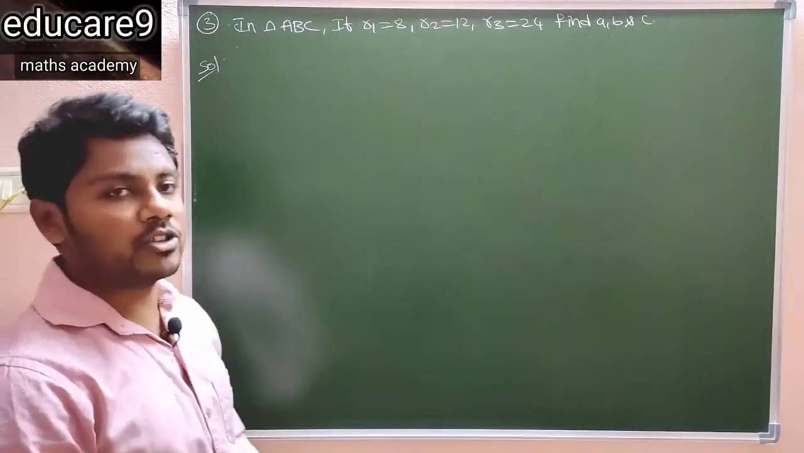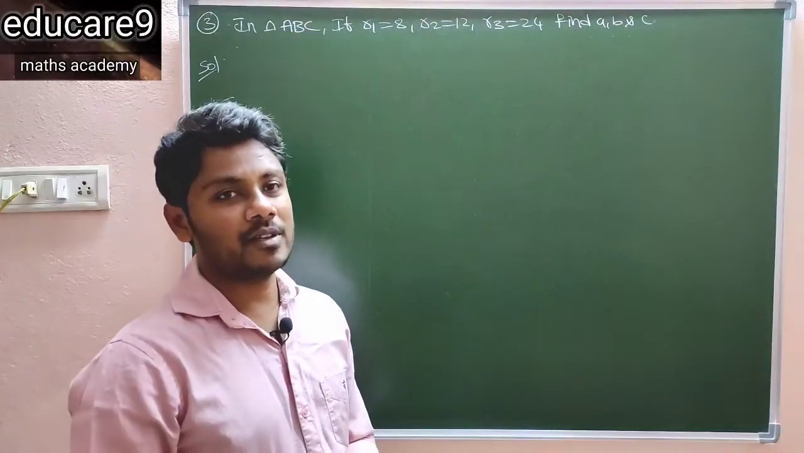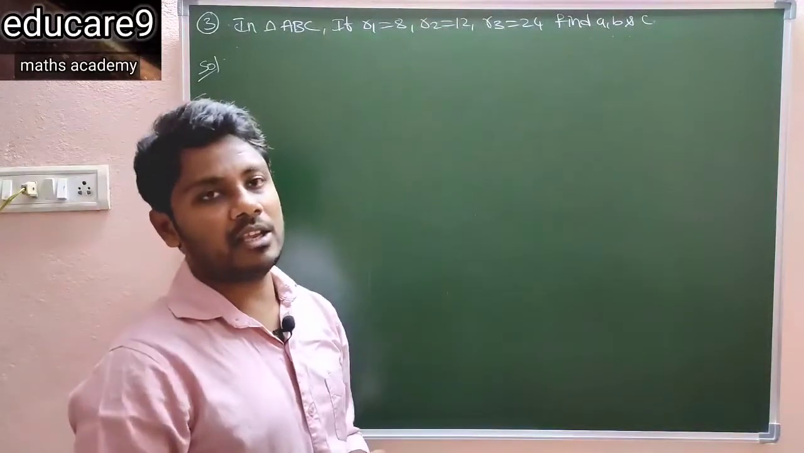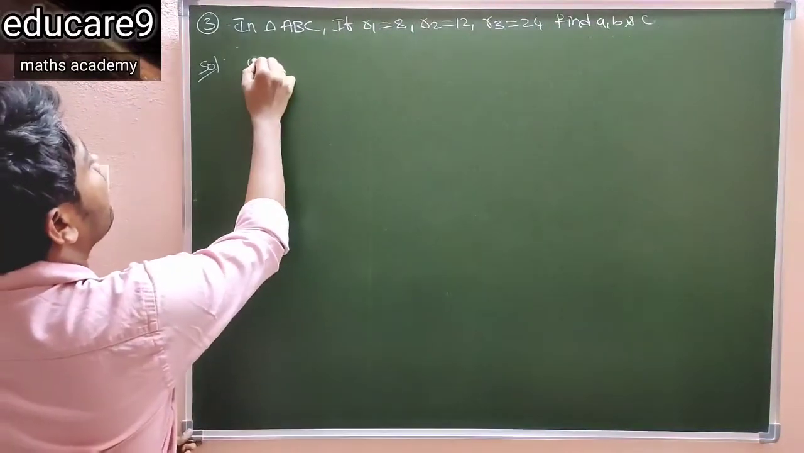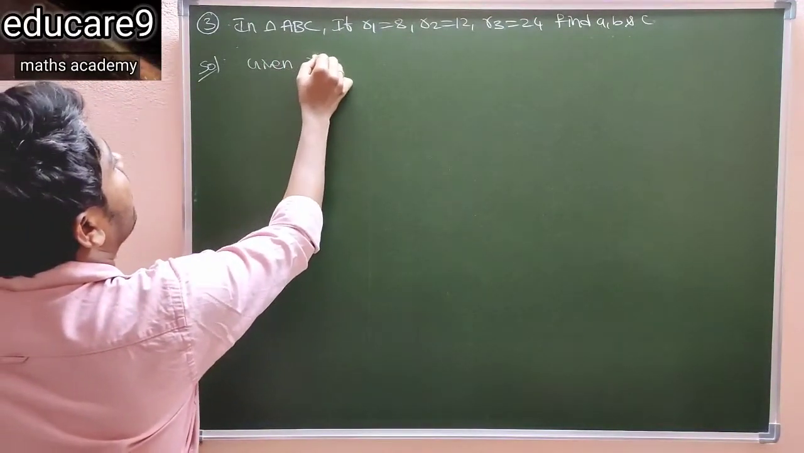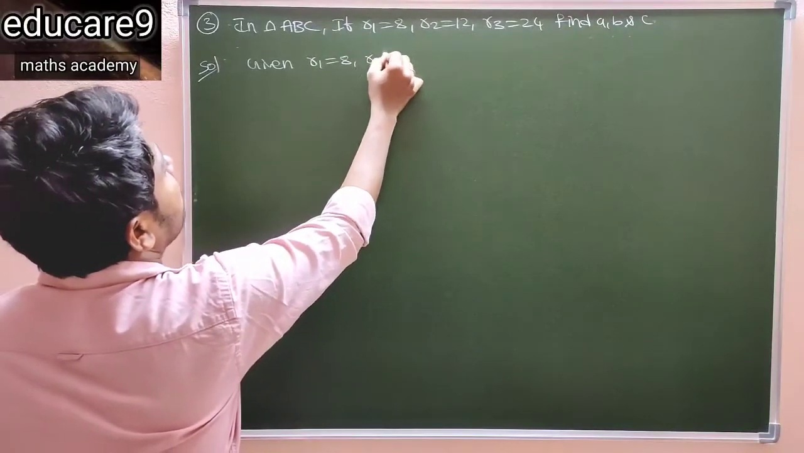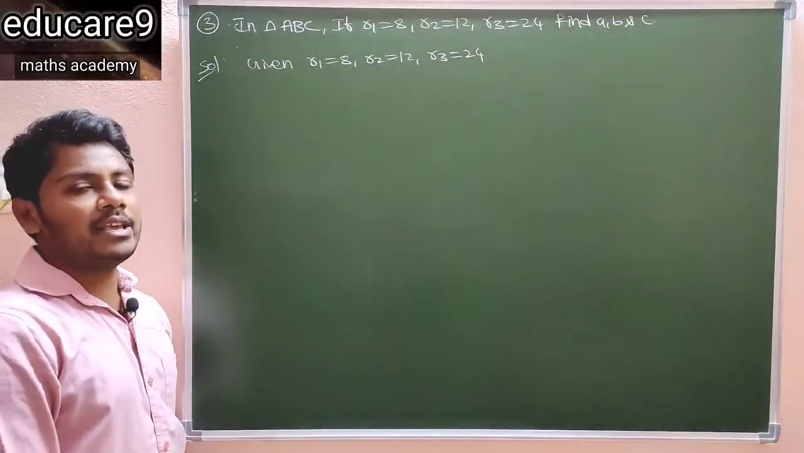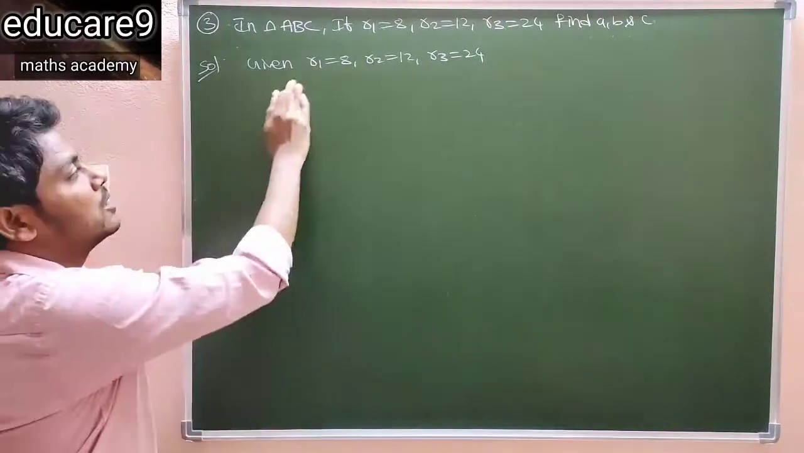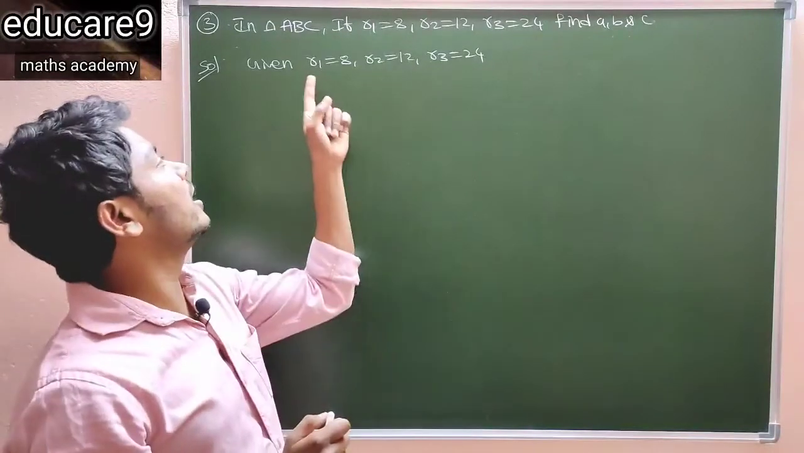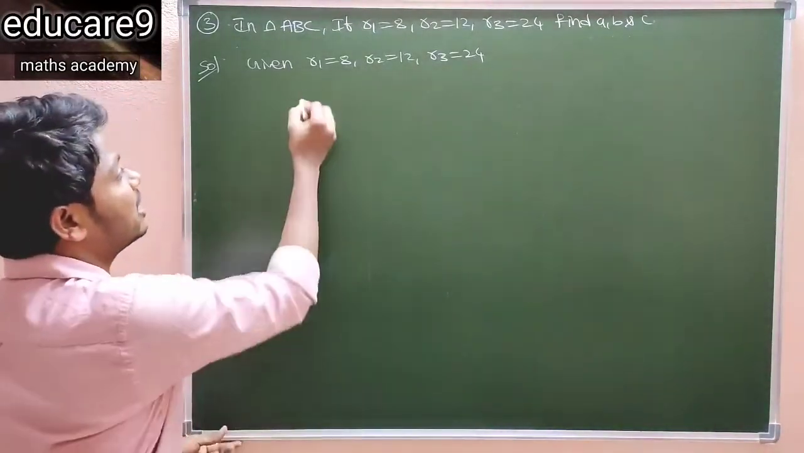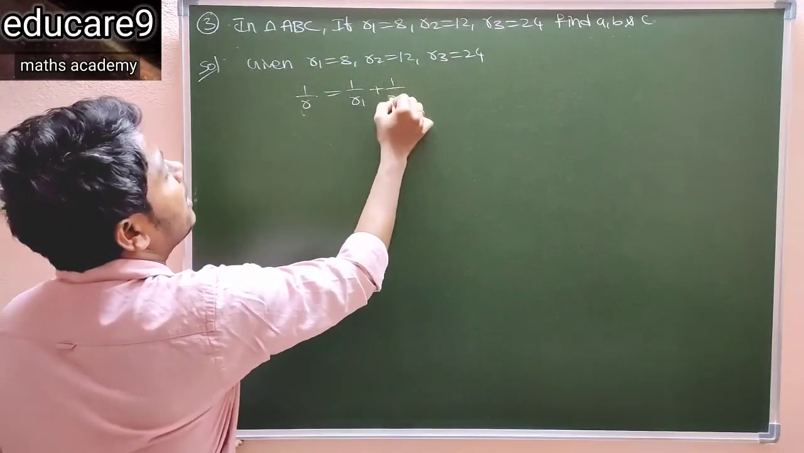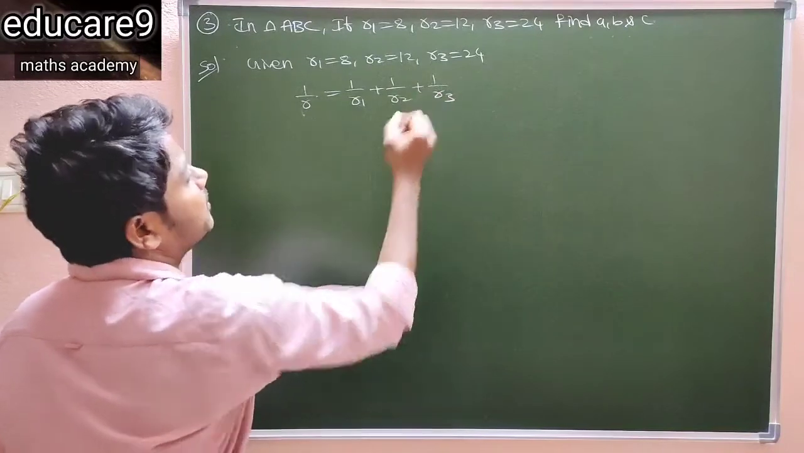So first we need to find small r. So what is the relation between small r, r1, r2 and r3? See here. First given r1 is equal to 8, r2 is equal to 12, r3 is equal to 24. So using these three values you can find small r. So clearly there is a relation between r, r1, r2, r3. So what is that? 1 by r is equal to what? 1 by r1 plus 1 by r2 plus 1 by r3.